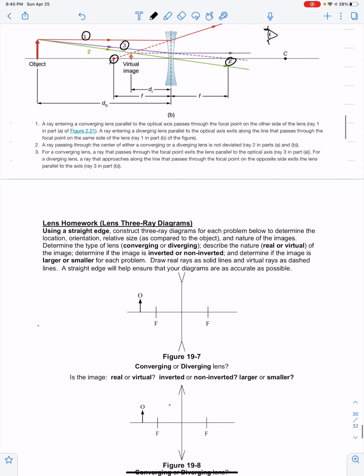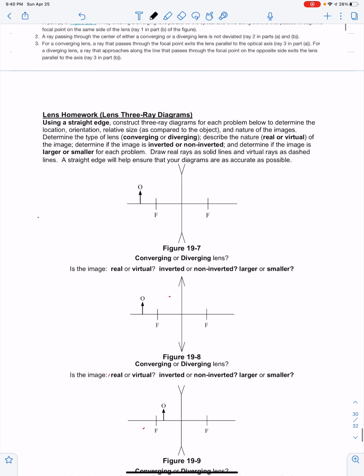So let's first start by drawing out the rays. Let's put it into perspective. Let's do ray 1, parallel to focal. All right.